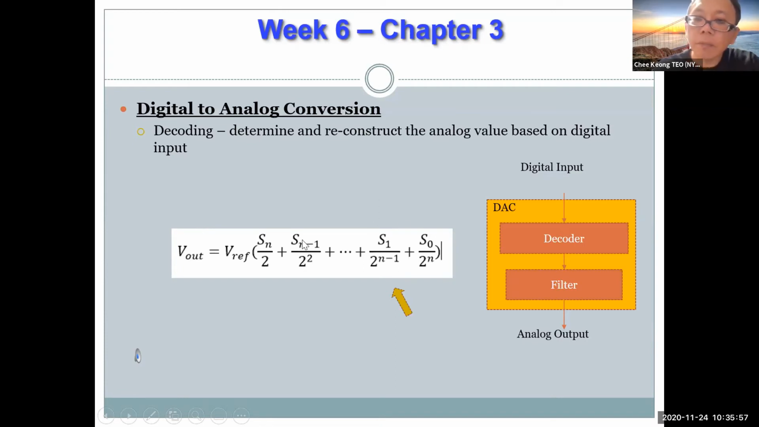Simple and straightforward. So essentially, what we have touched here is moving from digital to analog. You got a decoder and a filter to get your analog output. Okay, Ken?